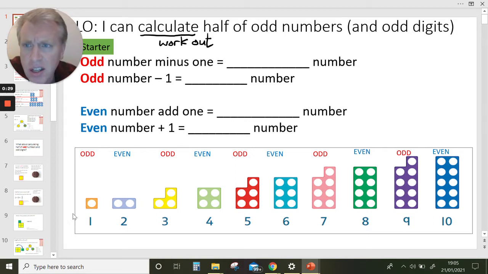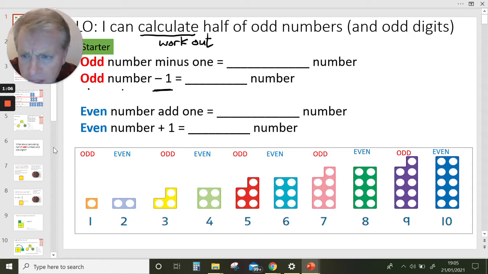So here's our starter. What have I written here? There's something with a missing word. What's the missing word? Pause the video, have a go. Okay, well, it says an odd number minus 1 equals what kind of number? An odd number minus 1, or take away 1, gives us what?